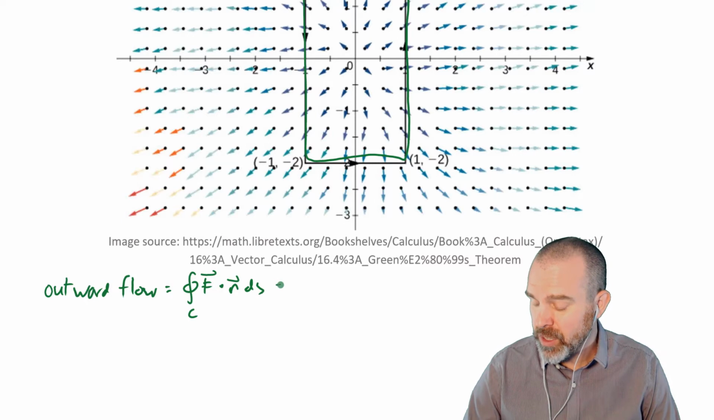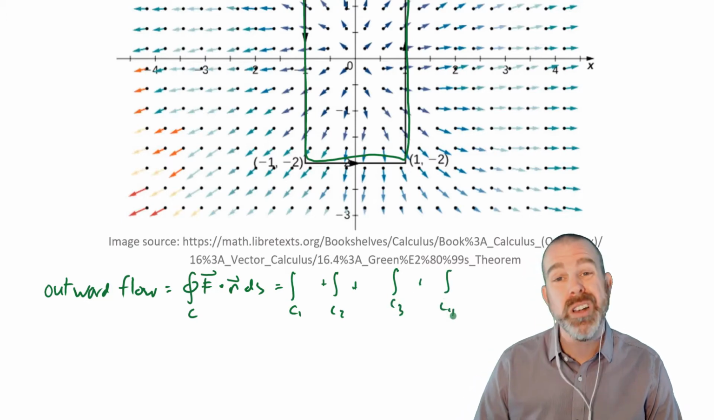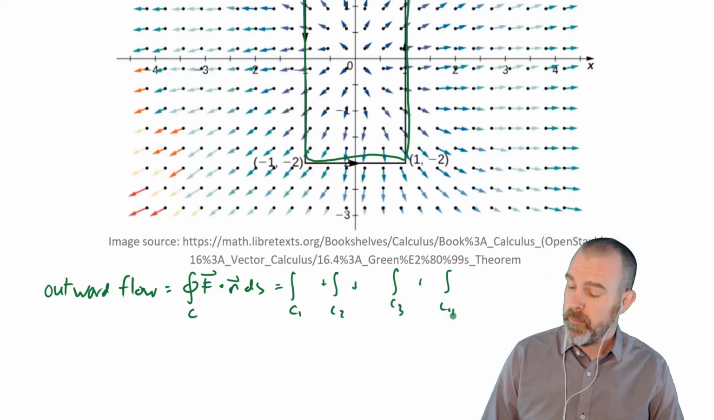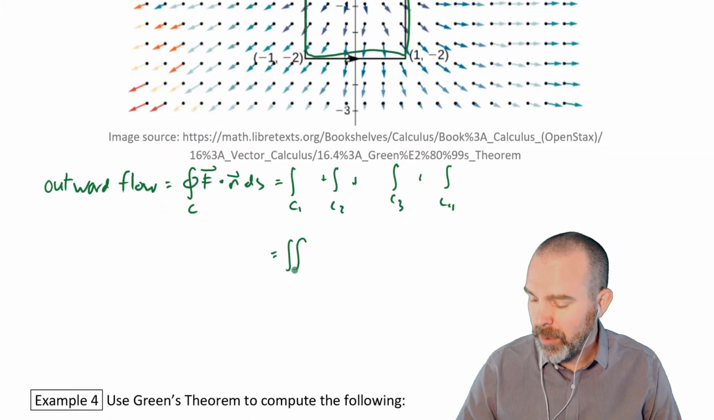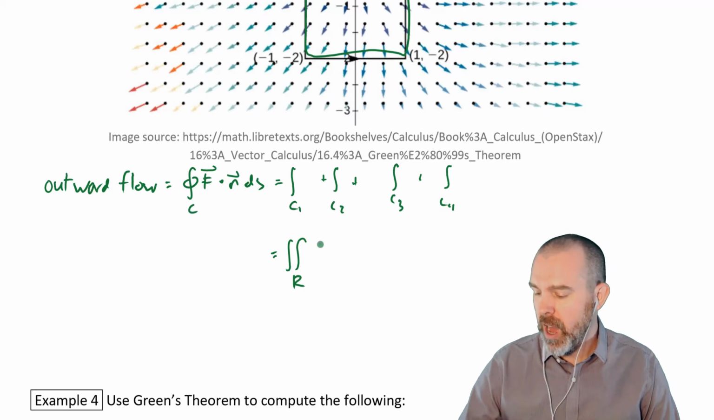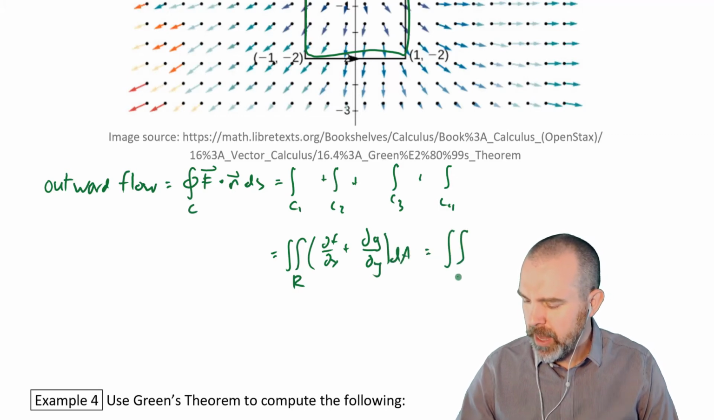Unfortunately, we'd have to integrate over c1 plus the integral over c2 plus the integral over c3 plus the integral over c4. We have 4 different integrals we'd have to do there. What we're going to do instead is use Green's theorem and do a double integral over the region of the partial derivative of f with respect to x plus the partial derivative of g with respect to y. So let's see what that would be.